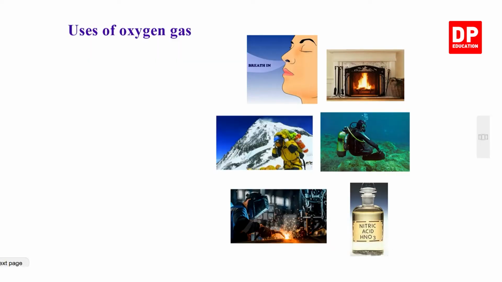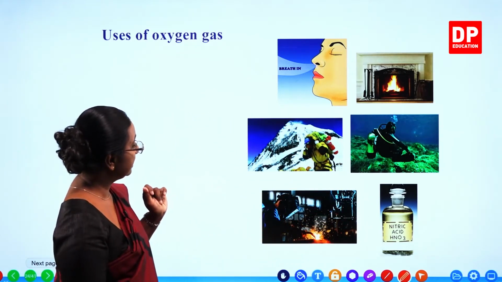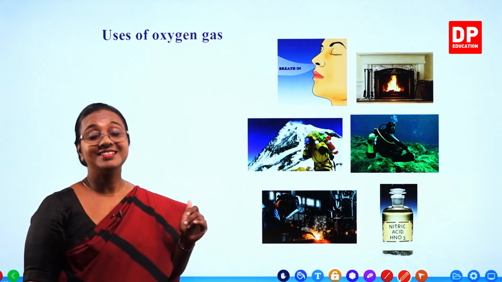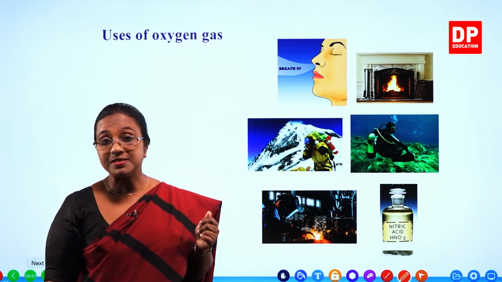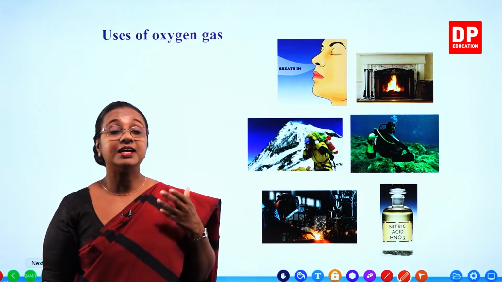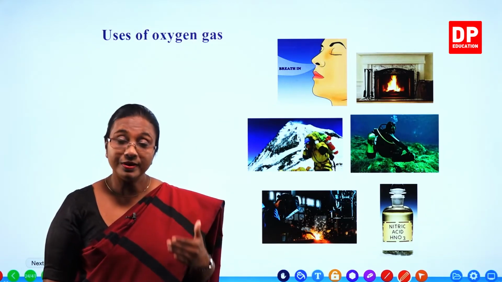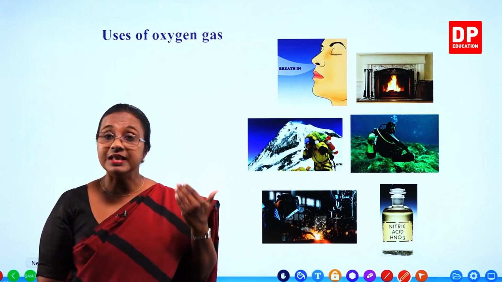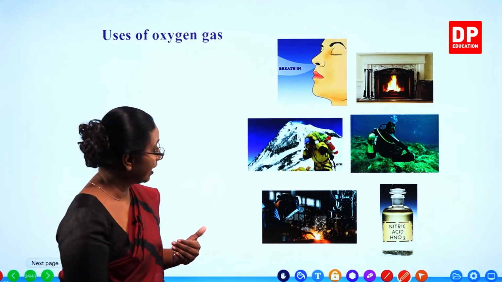So here we discuss the uses of oxygen. Again, I have given all the diagrams. You can see here the first one. When I started the chapter itself, when we discussed oxygen, I told you all about 20% of atmospheric air is oxygen. And we use that every day, 24 hours a day when we inhale oxygen. So, for breathing of all living organisms, oxygen is required.